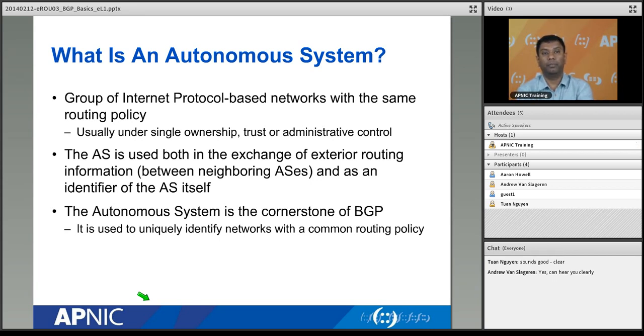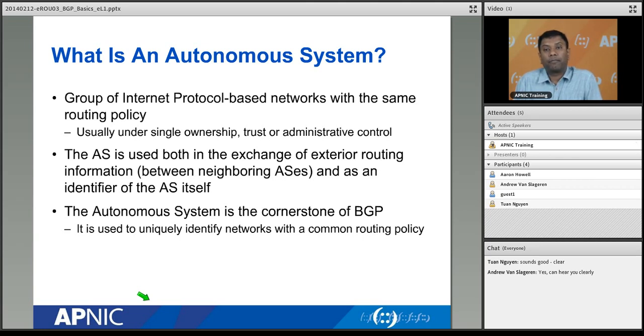So among the POP, all the routers belong to a single administrative control or are under a single routing policy. So how will they do routing among the POP? Definitely it will depend on an IGP protocol. They can use either OSPF or IS-IS. It depends on their requirement, their choice.